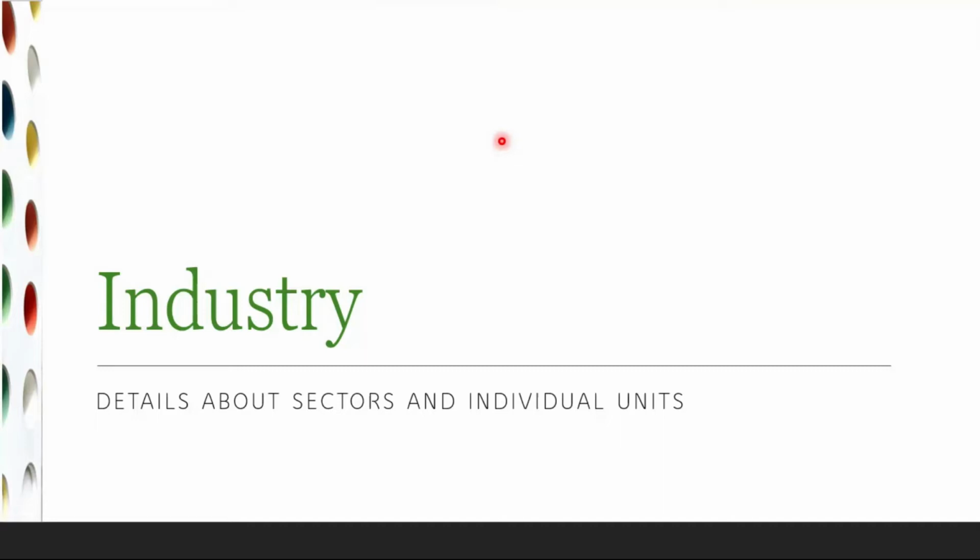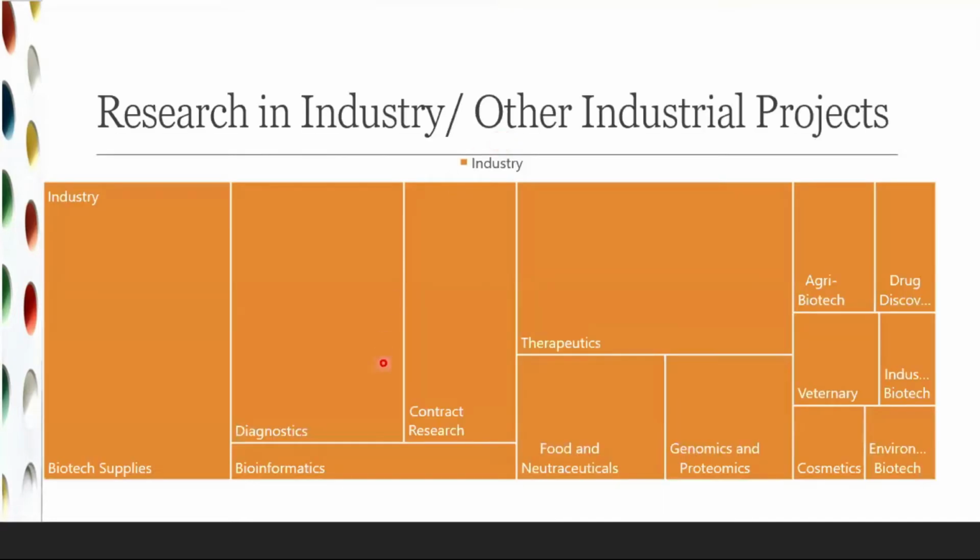Now, if you choose to do an industrial project, you need to know the different kinds of industries which are there in the biotech and the allied sector. So one can target diagnostics, pharmaceuticals, therapeutics, bioinformatics, contract research, food industry, omics, agri-biotech, environmental biotechnology, industrial biotechnology, veterinary sciences and cosmetics, and so on.